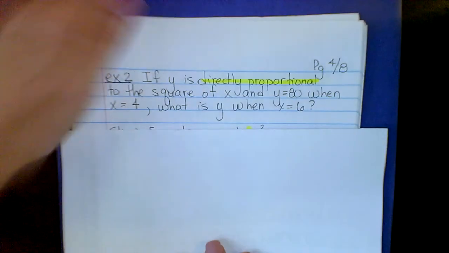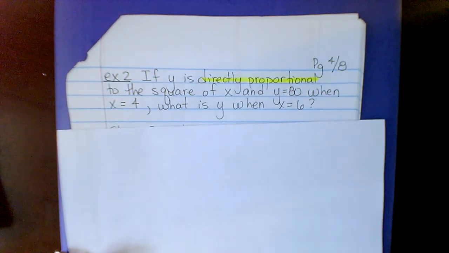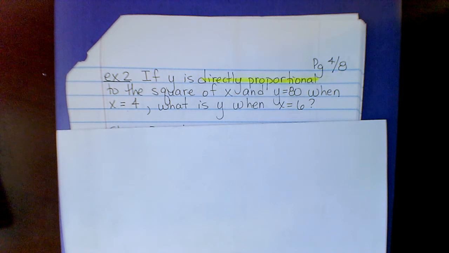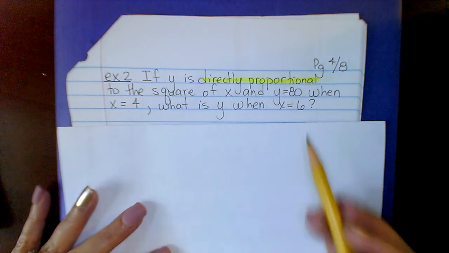All right, the next example. If y is directly proportional to the square of x, and y equals 80 when x equals 4, what is y when x equals 6?